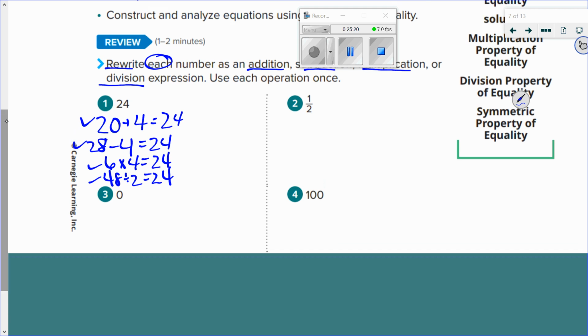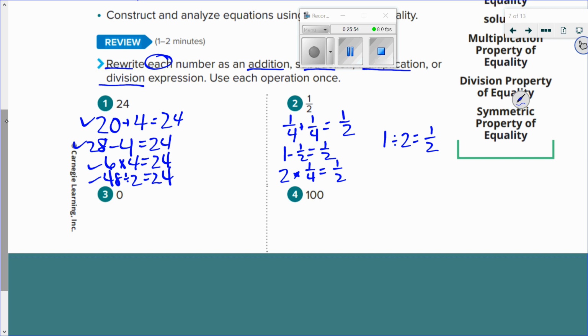So, using addition, how could I get 1/2? 1/4 plus 1/4 is 1/2. Using subtraction, 1 minus 1/2 is 1/2. Multiplication, 2 times 1/4 is 1/2. How do I get 1/2? 1 divided by 2 is 1/2. It doesn't have to be these. Literally, whatever you wrote is fine as long as you get to 1/2.